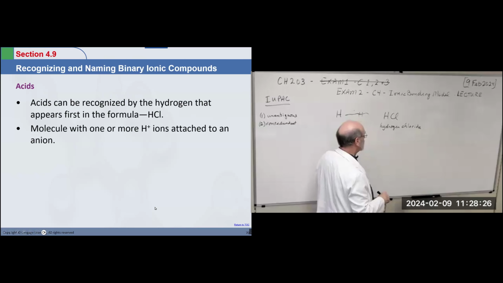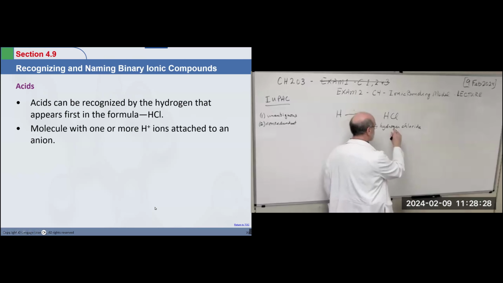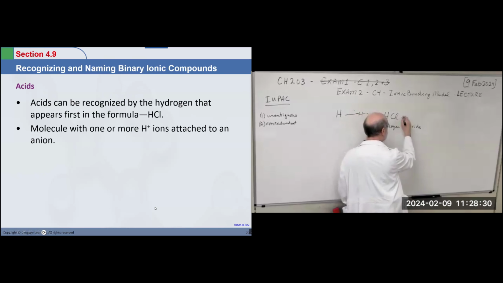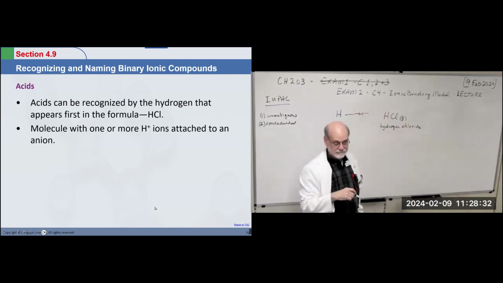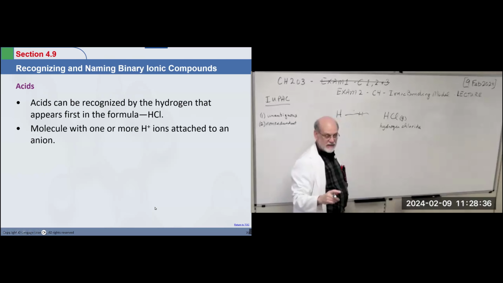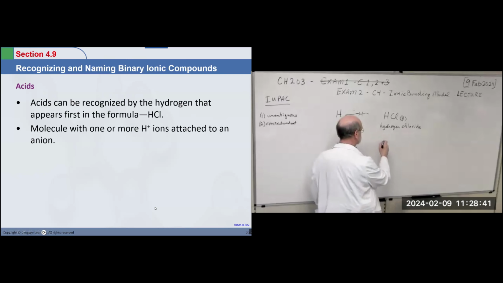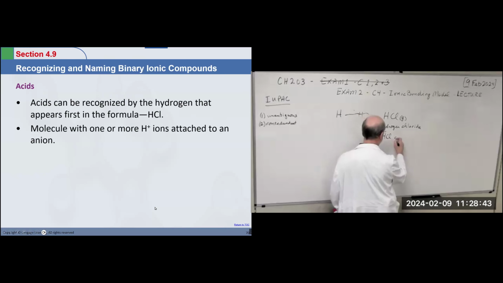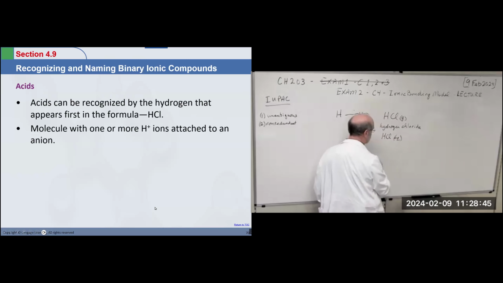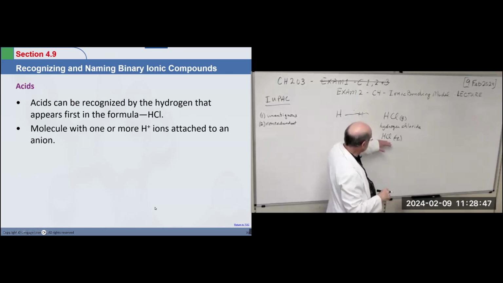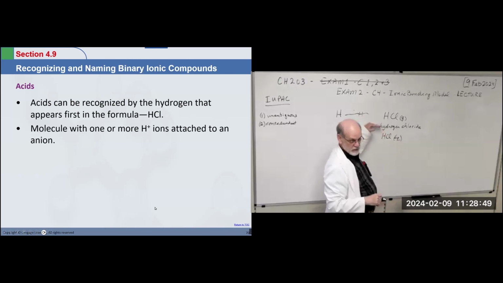Okay. But if we do that, it has to be a gas. In order to name it as an acid, it has to be dissolved in water. It has to be aqueous. But we base the acid name upon this other convention.